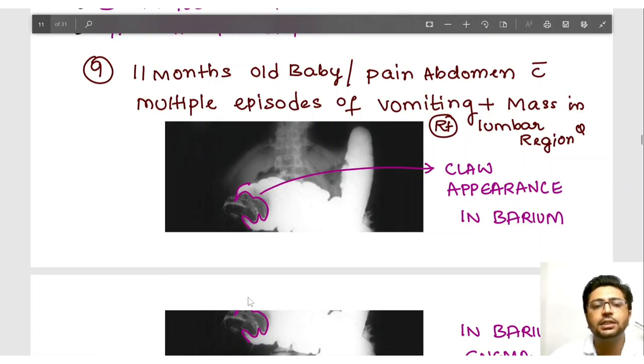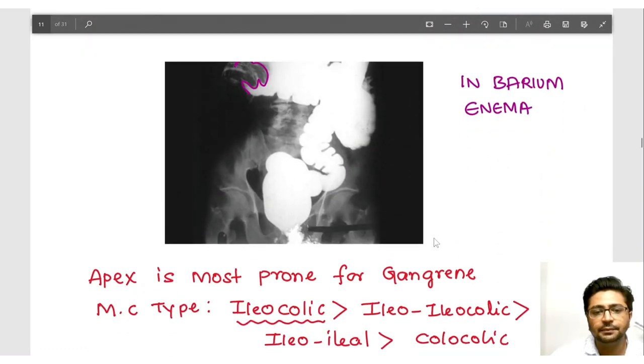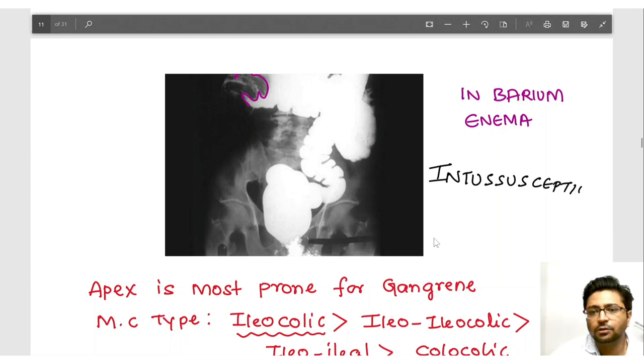The next question which was asked is an 11 month old baby with history of pain abdomen with multiple episodes of vomiting and there is a mass in the right lumbar region and the X-ray shows, this is a barium enema. Barium enema shows a claw appearance or a claw sign. So what is the condition? The condition is intussusception. So this is the answer.